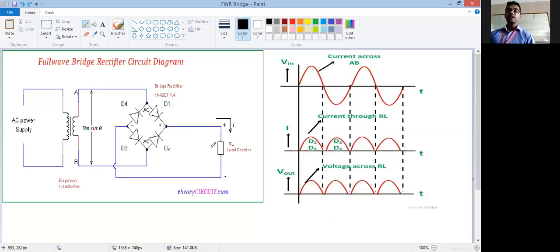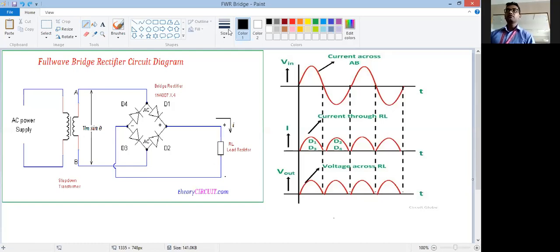Now, the working principle of this circuit: how this circuit works, how it converts AC into DC. It is quite simple to understand, but you have to remember which diodes are there and in which direction the diodes are connected.